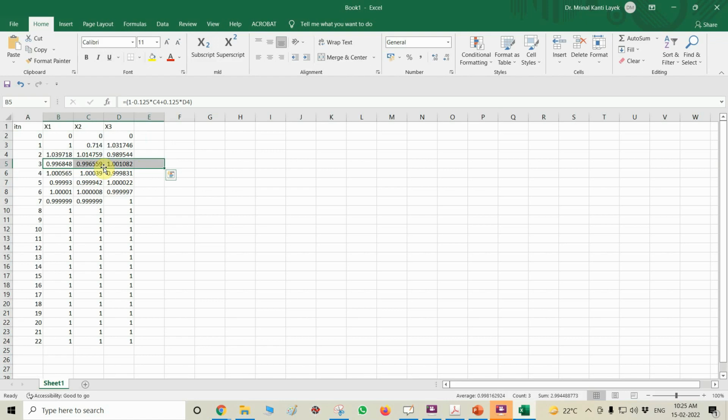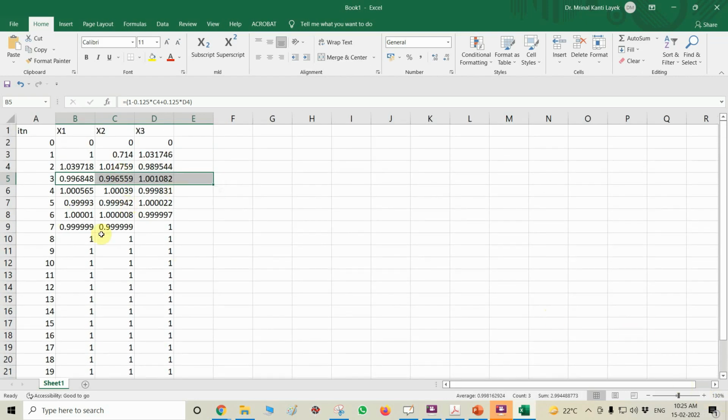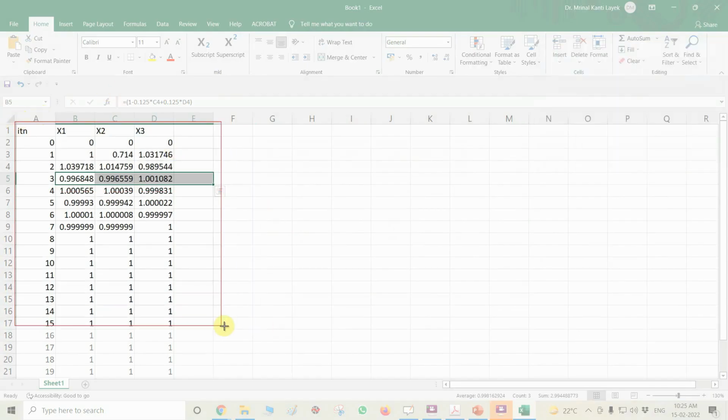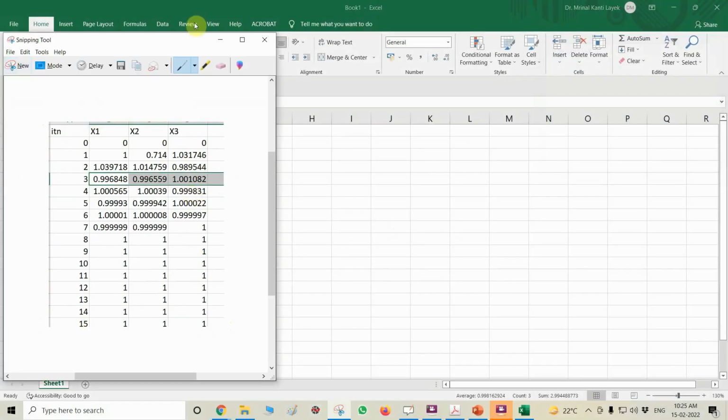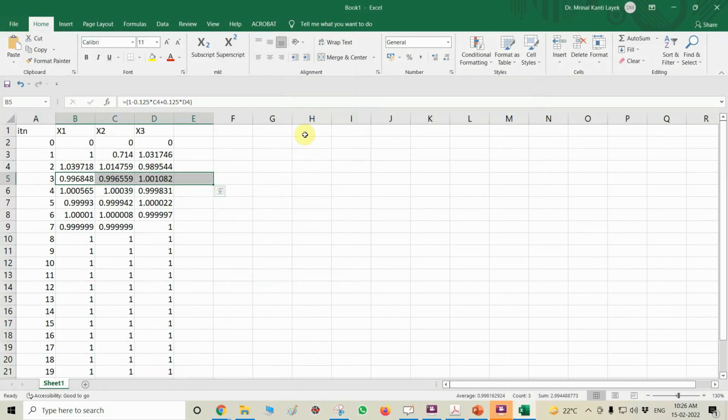So this is basically the advantage of the Gauss-Seidel method, if you couldn't see it. Let me take this screenshot and I'll send it to your WhatsApp. But you should check these values by calculating manually. So I'll send it to you.